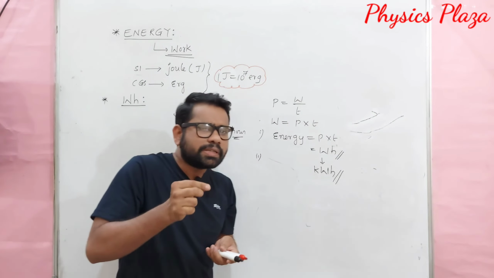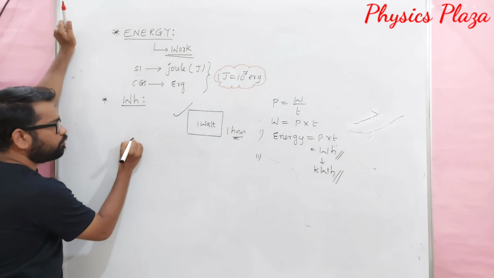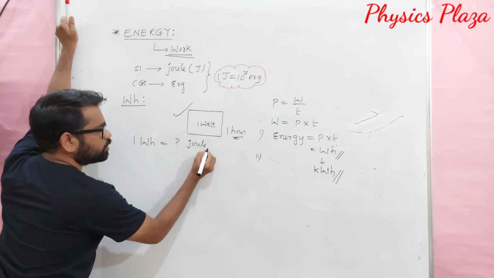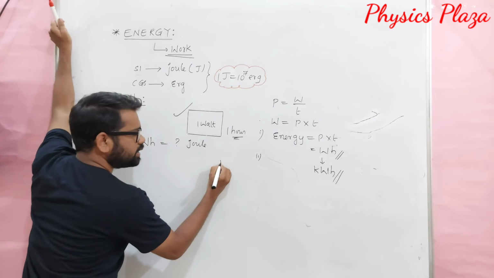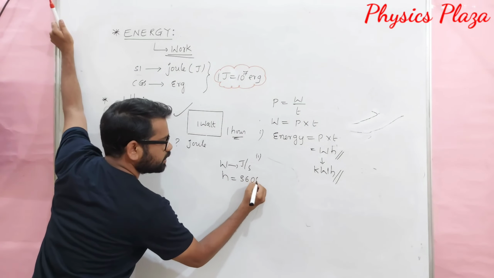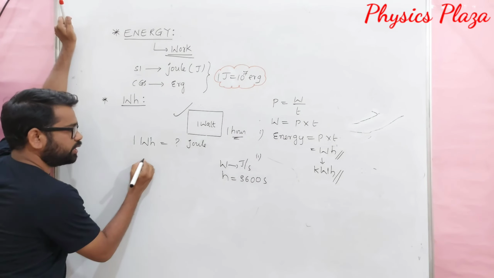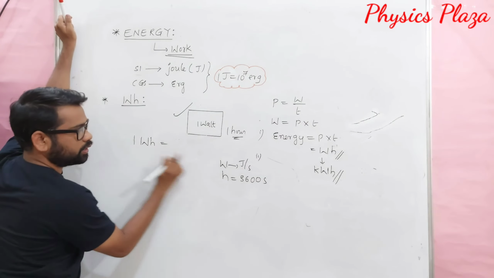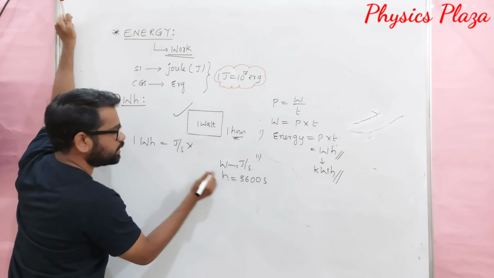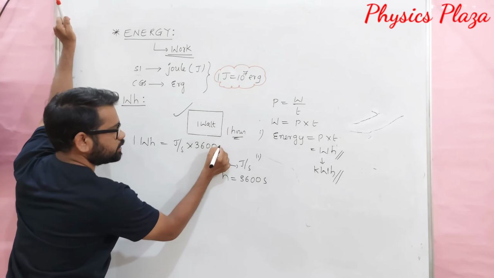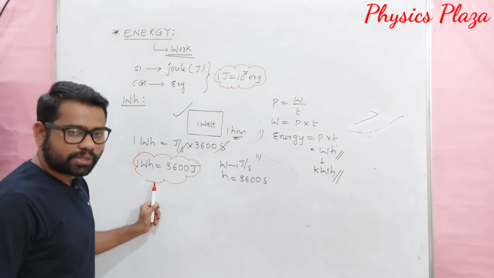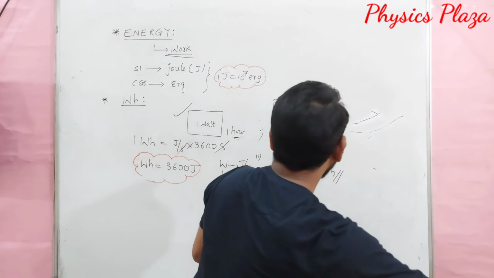So how is watt hour related to the joule? Let us see, children. 1 watt hour is equal to how many joules? 1 watt is joule per second, and 1 hour is equal to 3600 seconds. So the second gets cancelled, and it is 3600 joules. Hope it's clear? Fine. Now let us see what is kilowatt hour.